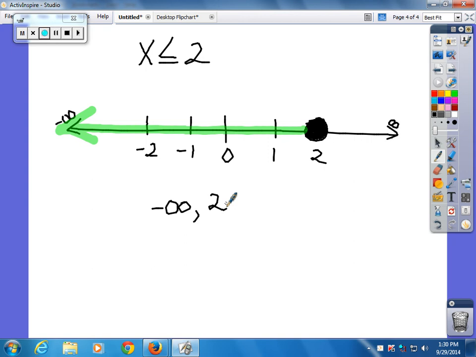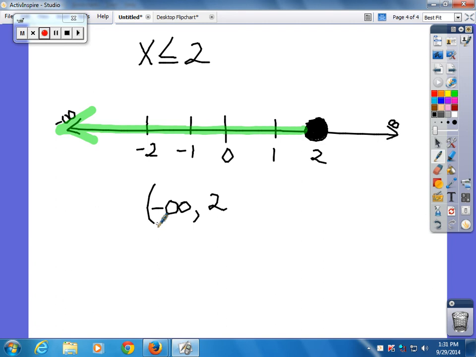Well, wait a minute. Can we ever touch infinity and negative infinity? No. So it always gets a parenthesis. Infinity, whether it's negative or positive, will always get a parenthesis because you can't get to it. Okay, so it gets a parenthesis.